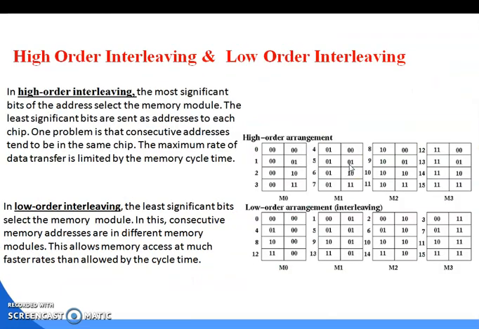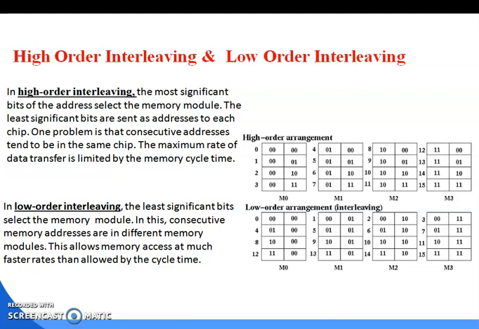So this interleaving process is of two types: high order interleaving and low order interleaving. In high order interleaving, the most significant bits of the address select the memory module, and the least significant bits are sent as an address to each chip. One problem is that two consecutive addresses tend to be in the same chip, and the maximum rate of data transfer is limited by the memory cycle time.